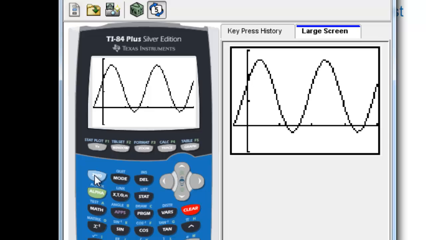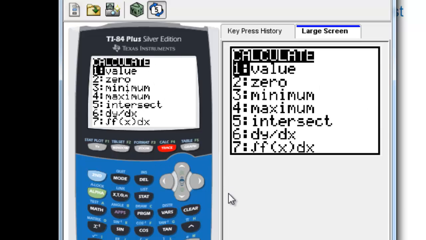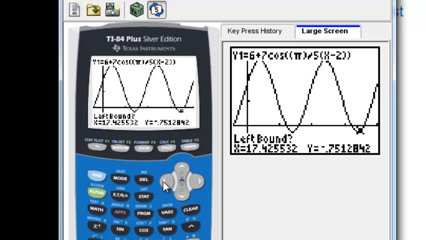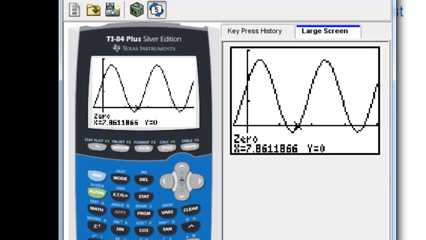To find that point, I can go back into my calc menu and find the zero, option 2. To find that zero, I need to move first all the way to the left of that zero. And then for my right bound, I need to be to the right of that zero. And hit enter. And I find that I'm at that zero at 7.8611866 seconds.